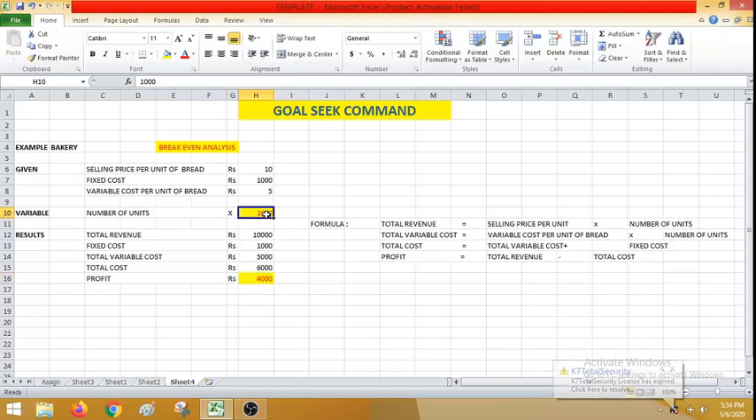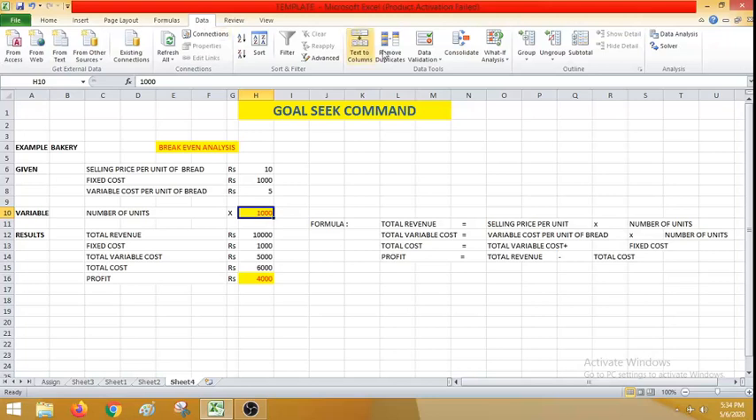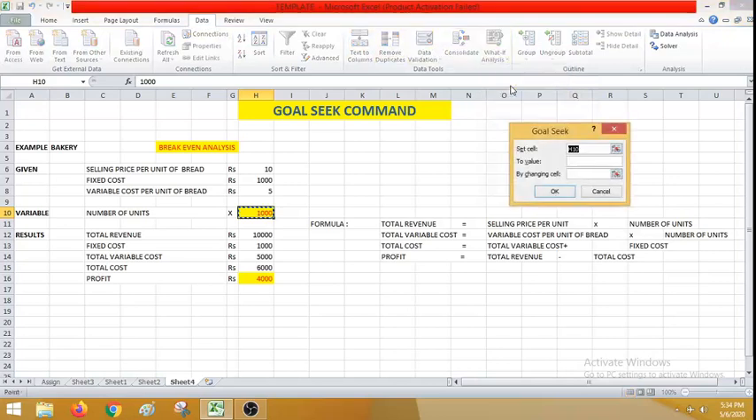So here I am going to use the goal seek command. Go to Data. In the Data menu you can see What-If Analysis. In What-If Analysis there is an option called Goal Seek. Click this Goal Seek. Set cell: which cell has to change? As I said, in break even there is no profit or no loss, so the profit should become 0. So the set cell is going to be the profit cell, H16.